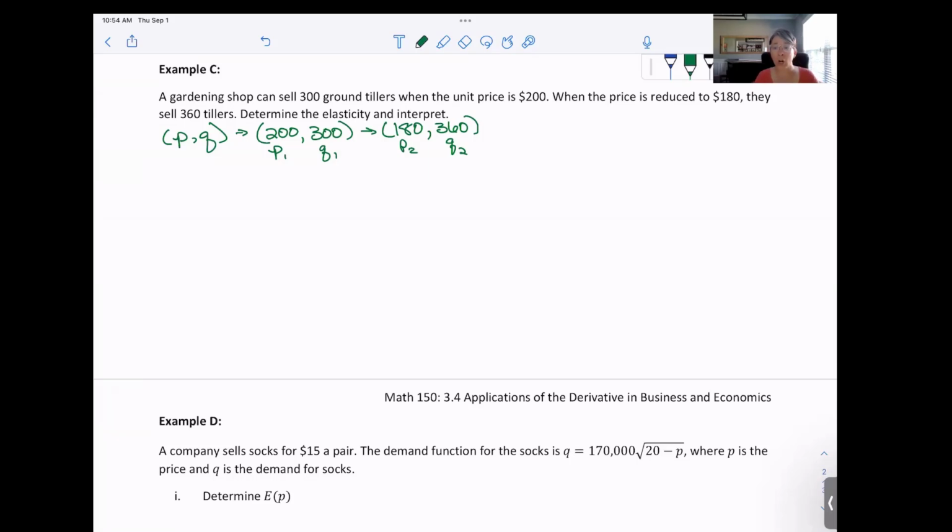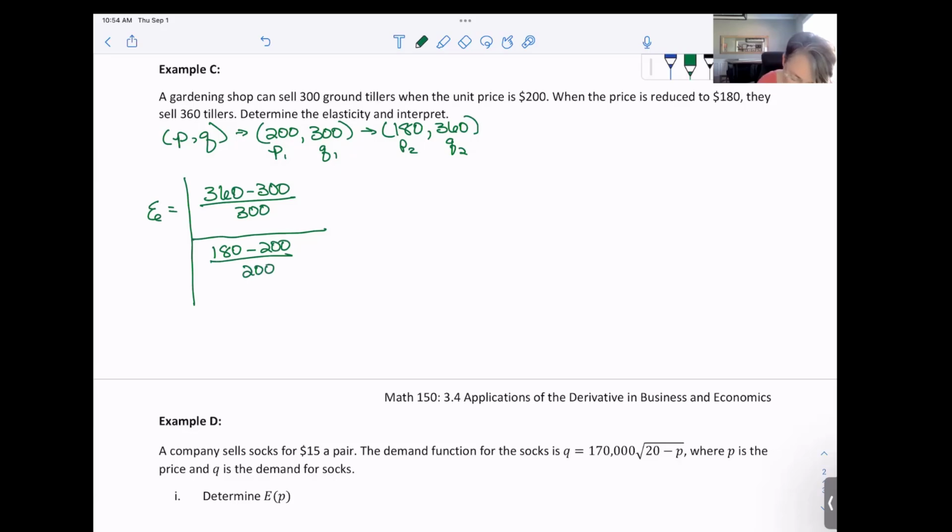So we're going to use the arc elasticity formula since we only have points. Remember, it's a big absolute value. We take the new quantity, 360, minus the old, divided by the old, so we're finding the percent change in quantity. Then divide that by the new price minus the old price, divided by the old price, the percent change in price. When you put all of that in, we get the number 2. Since 2 is greater than 1, this is elastic. The demand is changing too much.